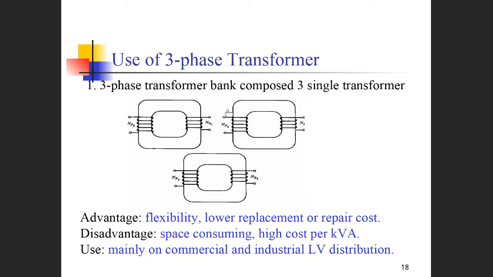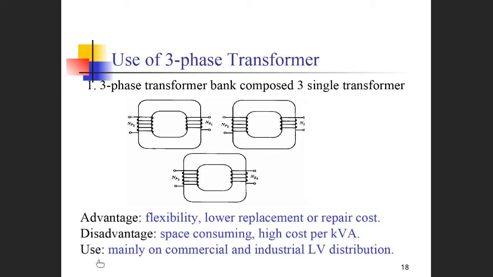Also, they have relatively higher cost: manufacture cost, material cost, installation cost, transportation cost. Anyway, this means a high cost per kVA, in comparison with other types of transformer. So for this transformer, if you have 100 kVA rated power, then the per kVA cost is relatively higher.